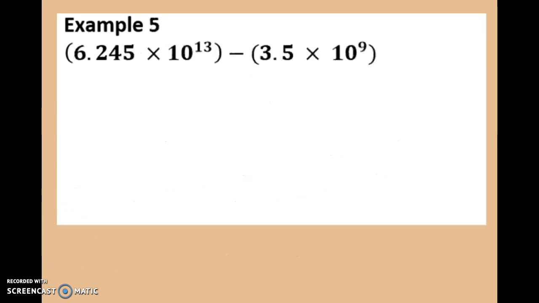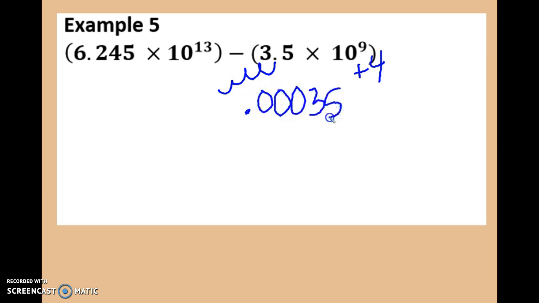In example 5, this one's going to be a little bit different. We have to add 4 this time so that we have a common exponent of 13. And because we're adding 4, we have to move our decimal 4 spots to the left. So this number is going to become 0.00035, and then we can go ahead and subtract.